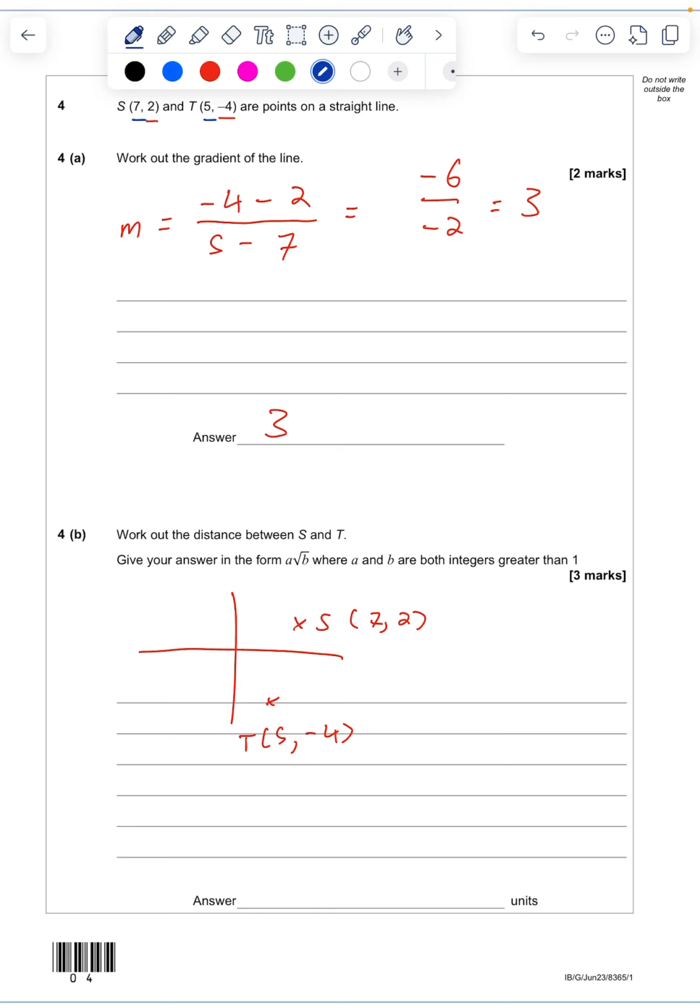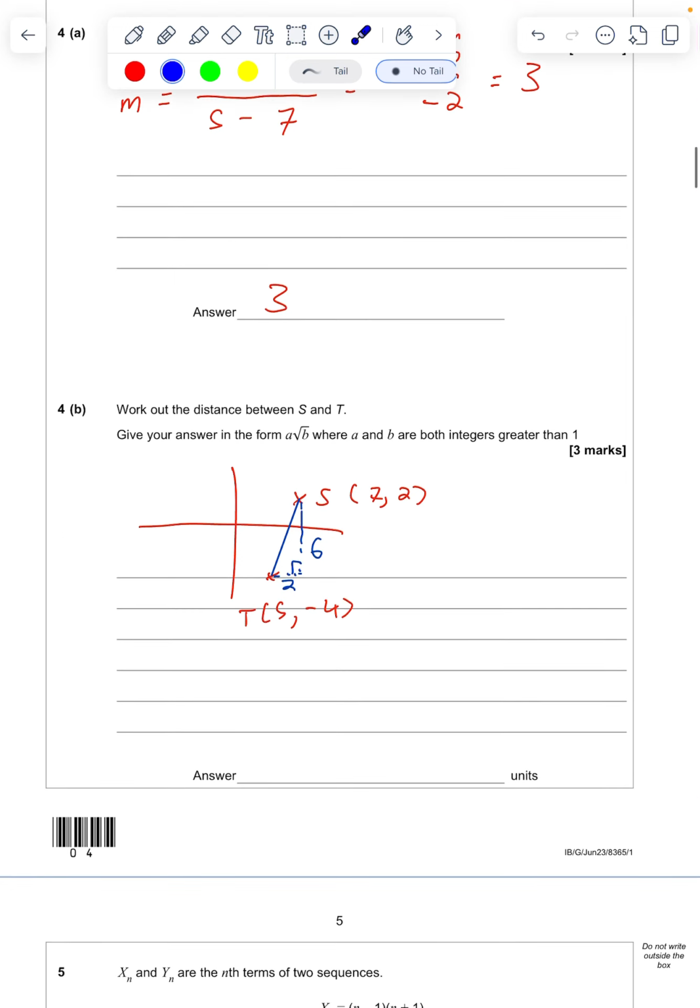Now, distance is basically, you want this part here, okay? And then to get this, you can consider a triangle like this. And you're really saying, well, from this distance here, you're going from 5 to 7, that's going across by 2. Across by 2. And you're going up from minus 4 to 2, it's going up by 6. So it's going to be Pythagoras, because you've got a right angle triangle, and you want this point up here. So it's going to be 2 squared plus 6 squared rooted.